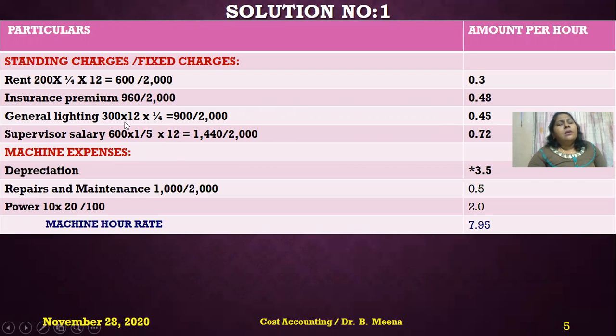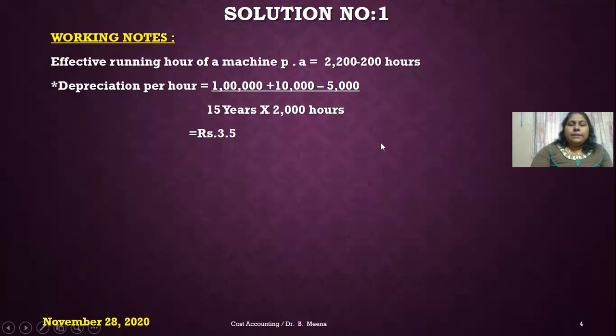Lighting for the whole shop. So 300 into 1 by 4 and into 12. Why into 12? Because I want to convert for 1 year. So 900 was the final answer after doing this calculation. 900 divided by 2000, I'll get 0.45. Next, I'll move on to the next expense.